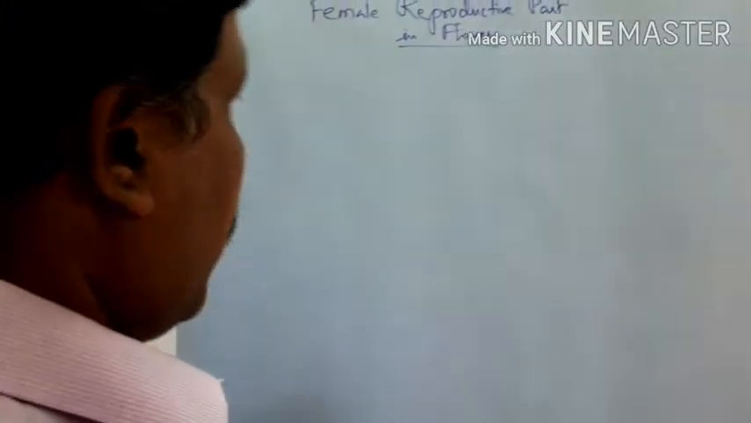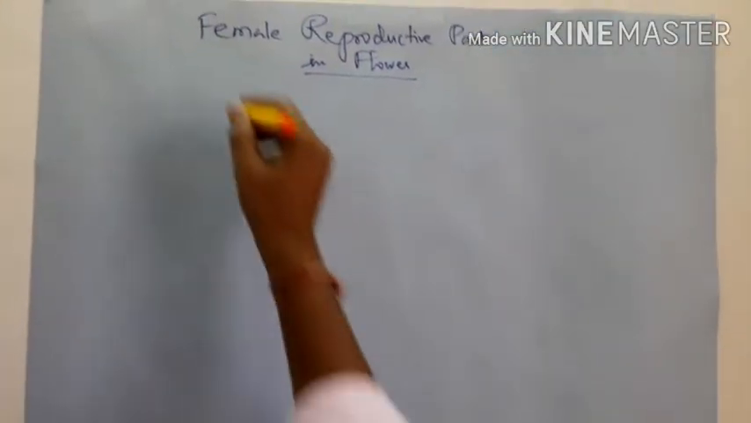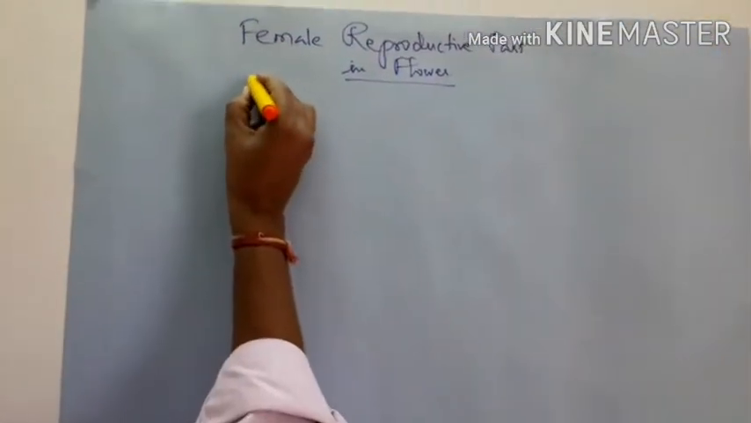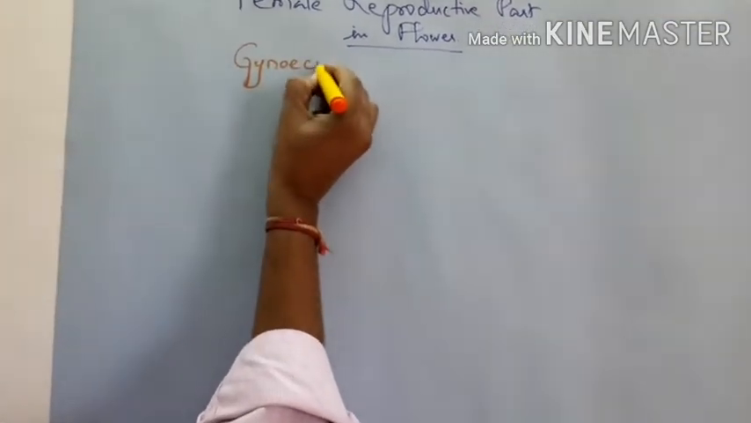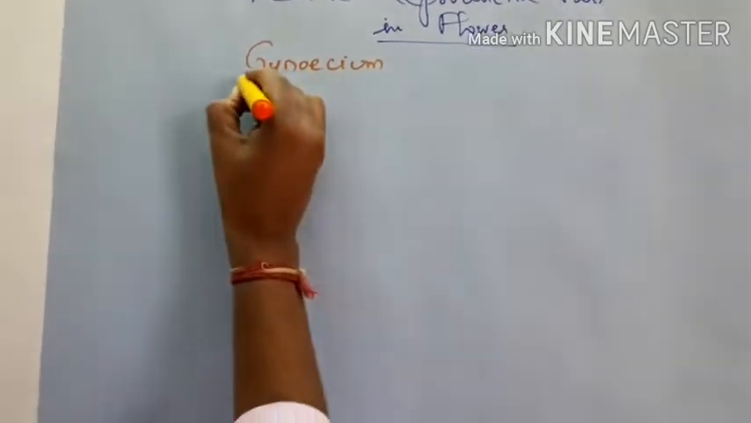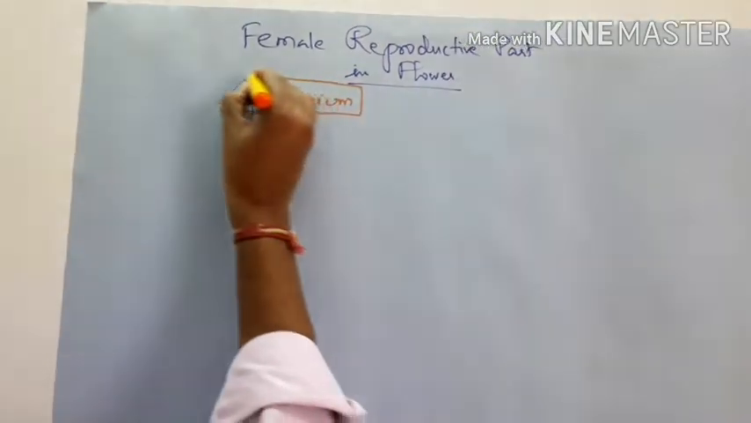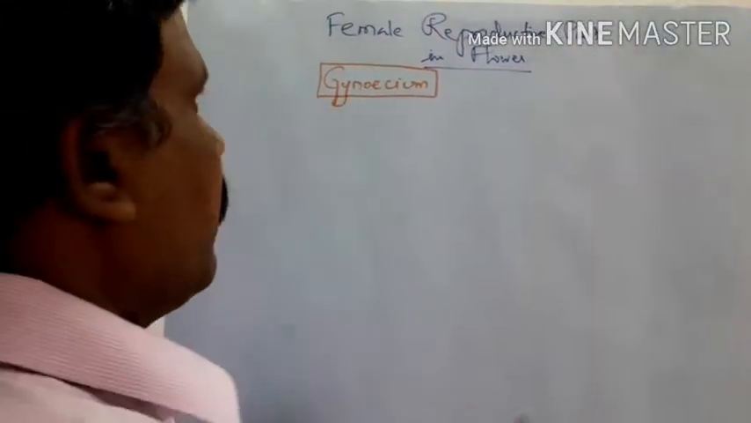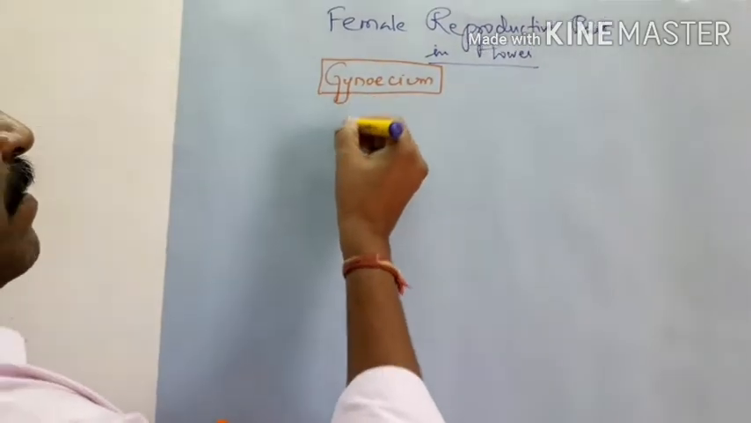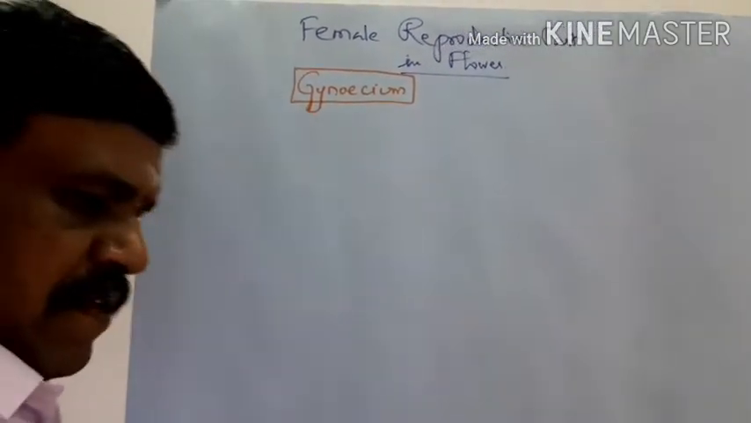Right now, the female reproductive part is said to be the gynoecium. So gynoecium is said to be the female reproductive part. The gynoecium, if you are able to see that, it is in the flower. You will see it in the flower.